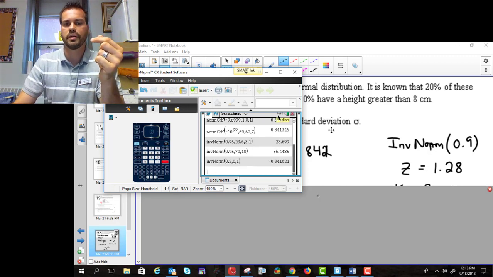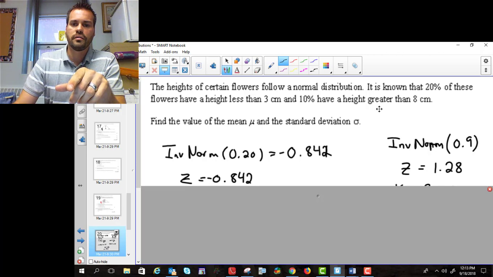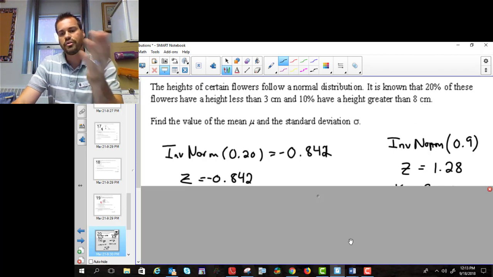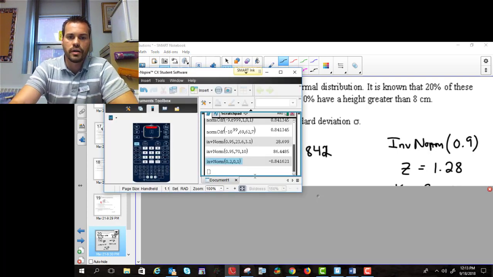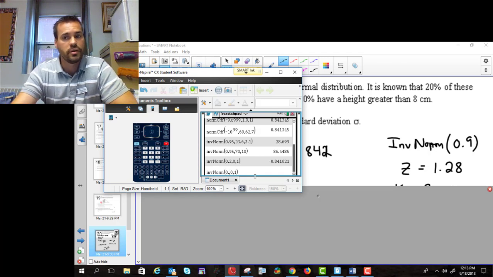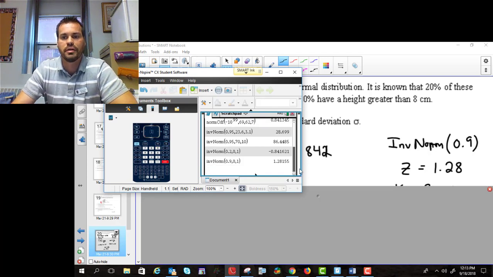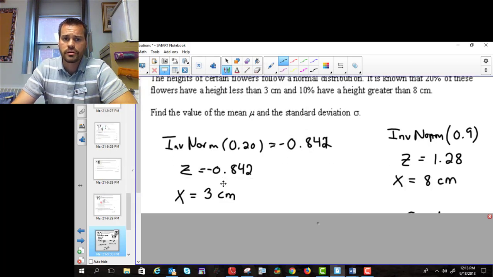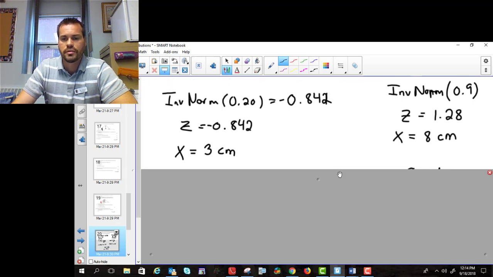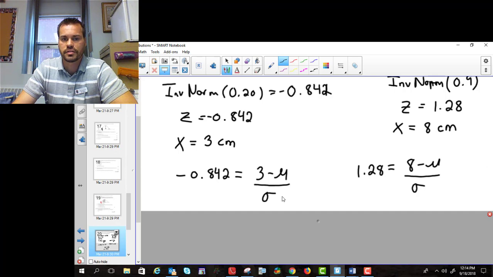What ends up with the second one happening is you get 10% that have a greater than 8. When you're doing inverse normal, it always has to be less than. So we have to convert it to 0.9. So we're going to go inverse normal, but our probability is not 0.1, it's 0.9 because it's the less than probability, and we get 1.281. So that's where I'm getting these z values from. Once you have them, they're associated with particular x values. So then you take your formula, and you actually end up having to solve for sigma and for mu. So x is 8, z is 1.28, x is 3, z is negative 0.842. And you solve this system of equations.